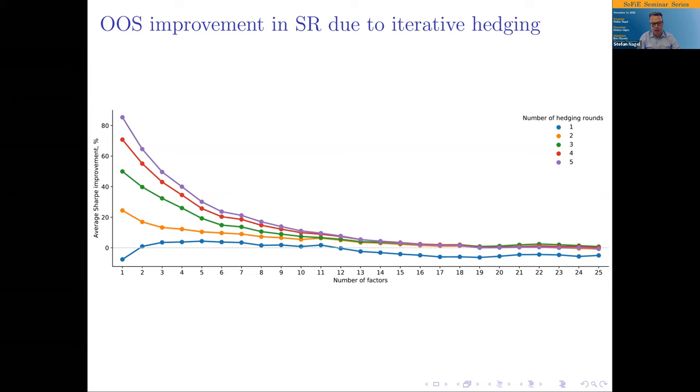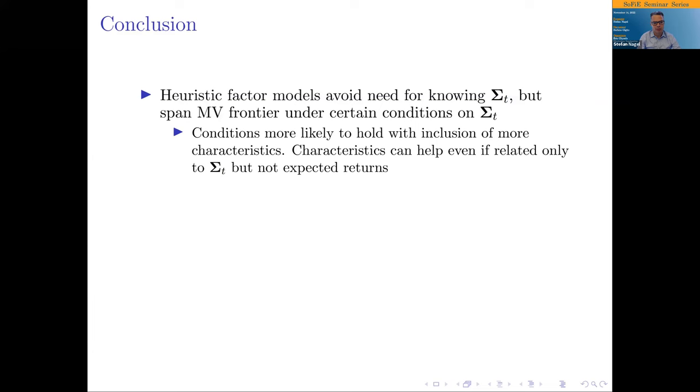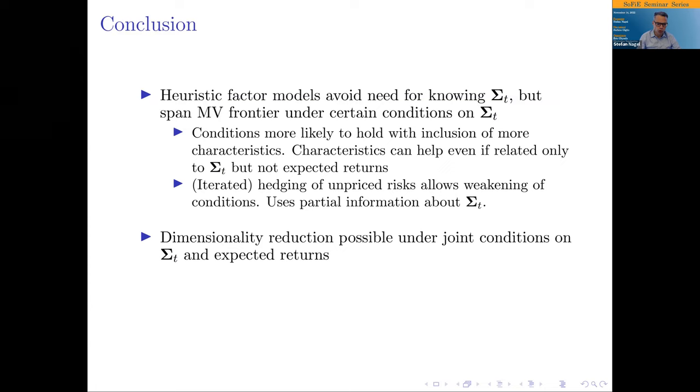But I'm out of time now, so let me conclude here. I've shown you that heuristic factor models are kind of useful because they avoid the need to know the conditional covariance matrix, but they span the mean variance frontier only under certain conditions on that covariance matrix. And we talked about when this is more likely to hold and so forth. And I also showed you some conditions under which dimensionality reduction is possible. I guess I'll just stop here, and I look forward to Stefano's comments.